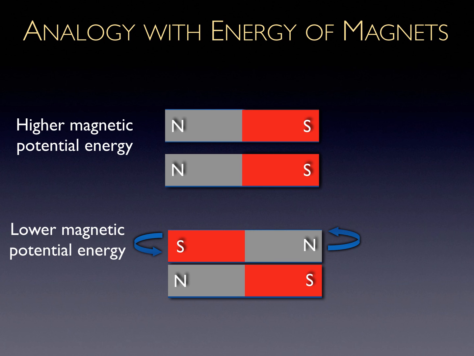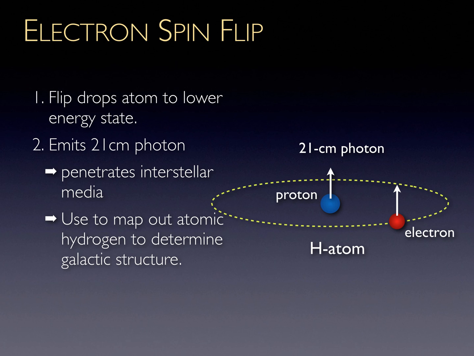That is, when released, they lose magnetic potential energy and momentarily gain rotational energy. In a hydrogen atom, electrons and protons behave a bit like little bar magnets. When the electron attaches itself to the proton to form atomic hydrogen, its magnetic pole may be aligned with the proton's, giving it a higher magnetic potential energy. The electron will spontaneously flip, going to a lower potential energy state while releasing a low-energy photon with a 21 cm wavelength. This process is called a spin flip.